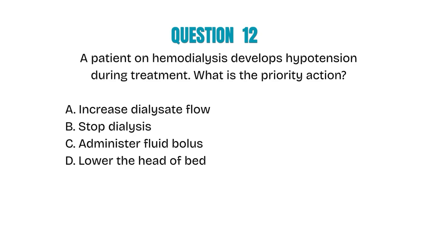Question 12. A patient on hemodialysis develops hypotension during treatment. What is the priority action? A. Increase dialysate flow. B. Stop dialysis. C. Administer fluid bolus. D. Lower the head of bed.